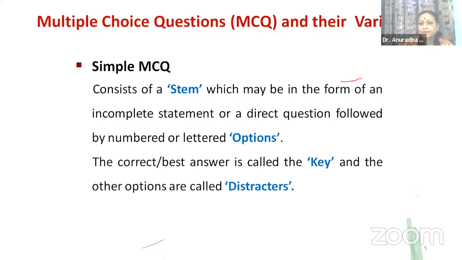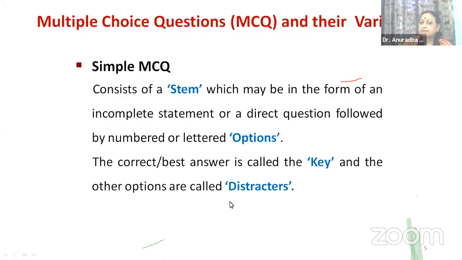So you might have an MCQ where all the options are correct, but one is more correct or probably better than the others. So that is the best answer. So you have to decide what kind of MCQ you're designing, whether you want one answer which is correct, and ask them to choose the right answer or the best answer. So that is called the key or the keyed response or the keyed option.